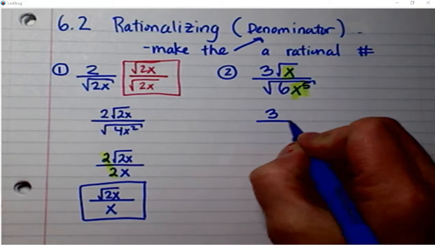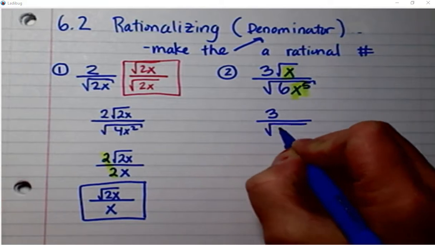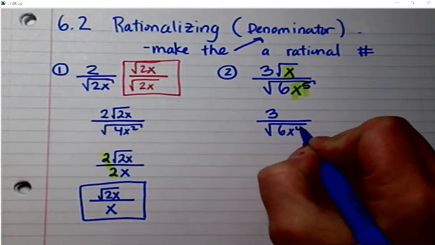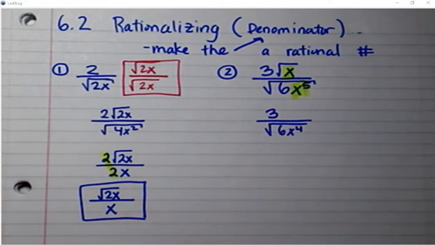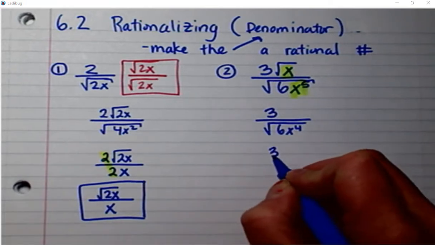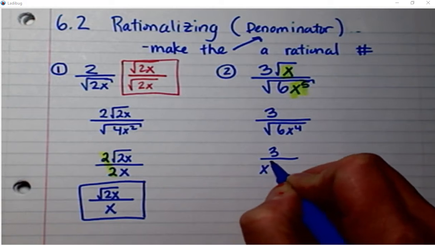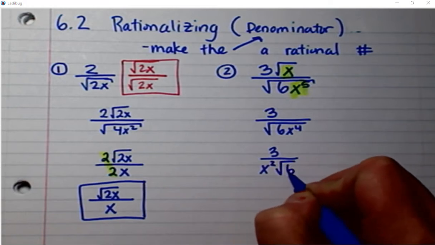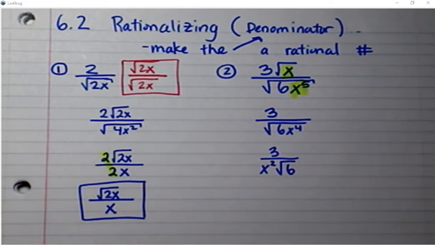So we get 3 over, oh, see any perfect squares? You can pull out x to the fourth. X to the 4th is a perfect square. There's no rationalizing needed for that. X squared root 6. Now that I think I've simplified, I'm going to rationalize.